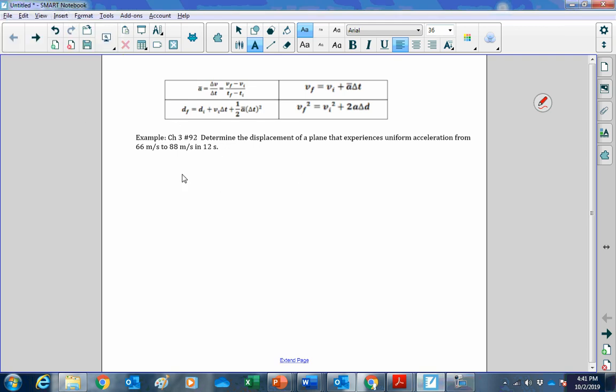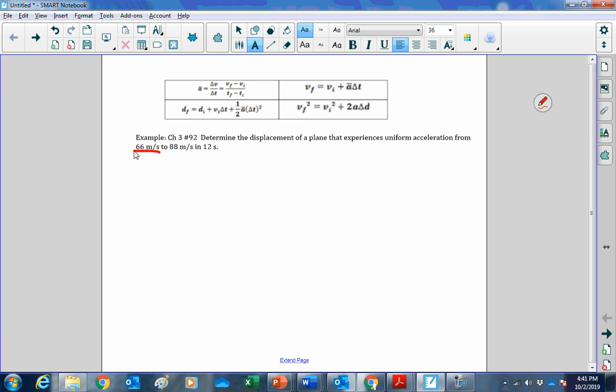Here's a problem from chapter 3 that takes 2 steps to solve. And let's look at why. So when we write down the givens, we've got a plane and it's going to accelerate.